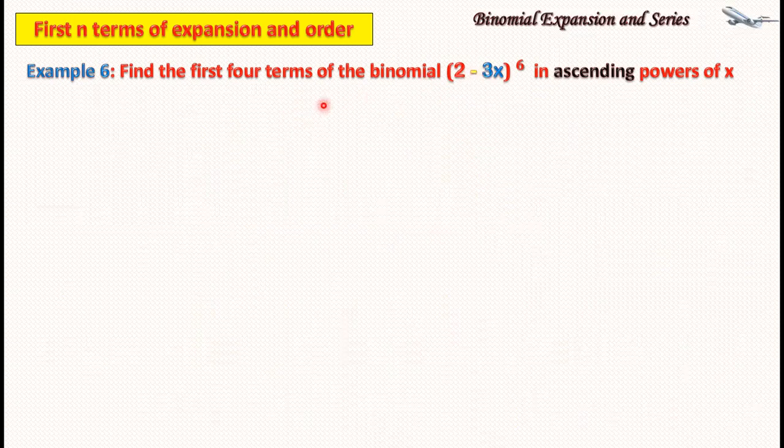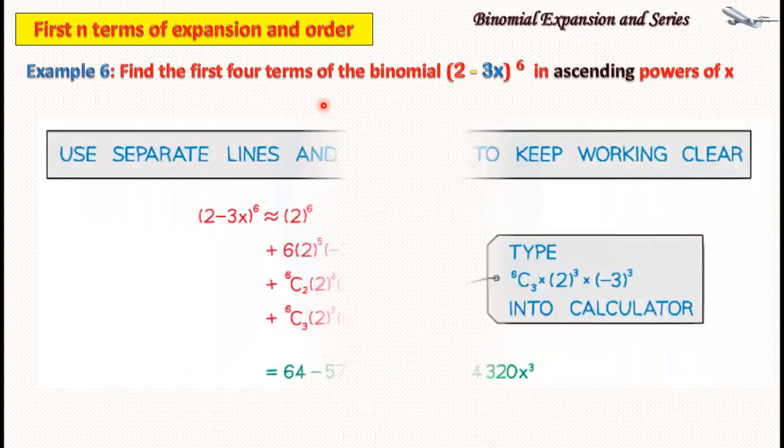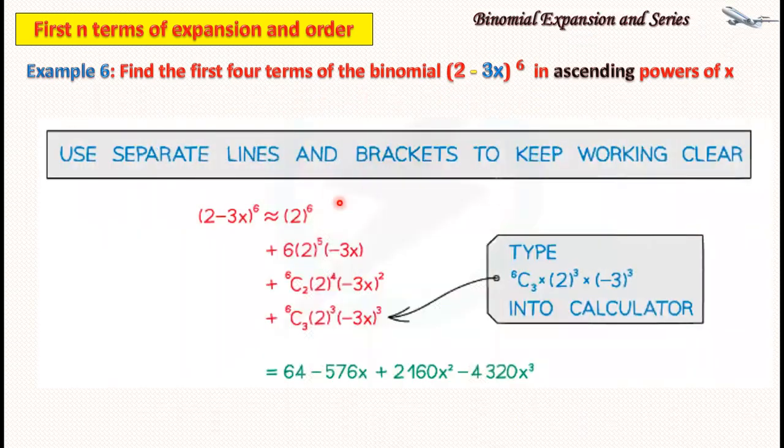So here they have not specified anything about Pascal's triangle or whatever, so I can do it using my combinations. This would be approximately equal to, the first term is 2 to the power 6, plus 6 into 2 to the power 5 into minus 3x to the power 1, plus 6 combination 2, 2 to the power 4 into minus 3x to the power 2, and we have 6 combination 3 into 2 to the power 3 into minus 3x to the power 3. And when we simplify, this is what you obtain at the end.